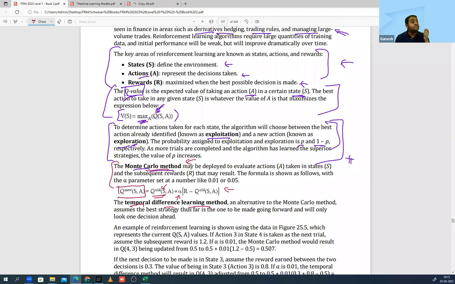Alpha is the adjustment part. So think of it like this. You had some old understanding. Some new scenario came in. You learned from that scenario. Now, whatever old understanding you had, you are updating that. So the old Q value is updated with some new information, and that adjustment that you're doing is alpha.